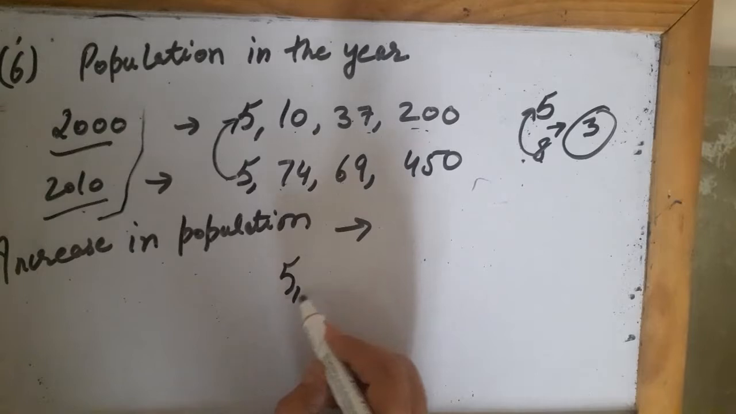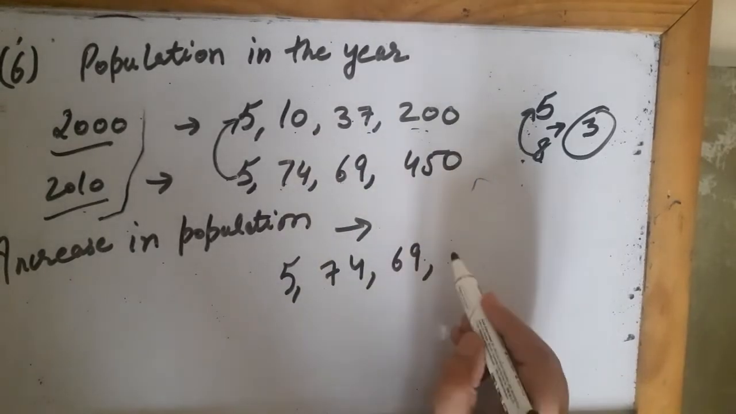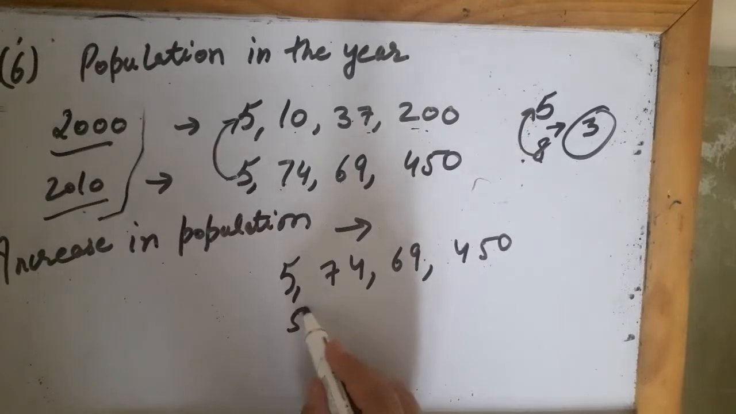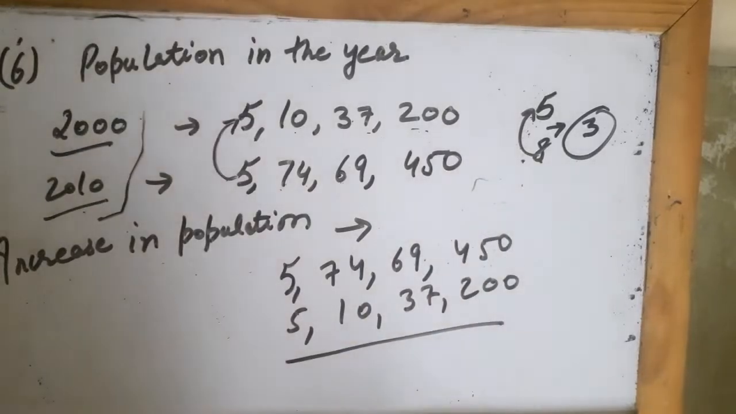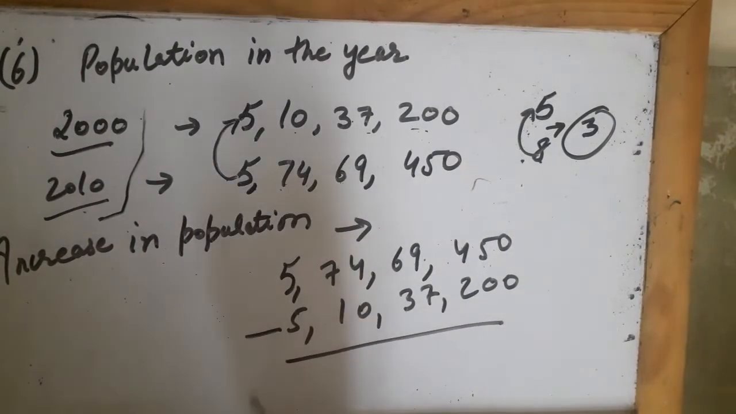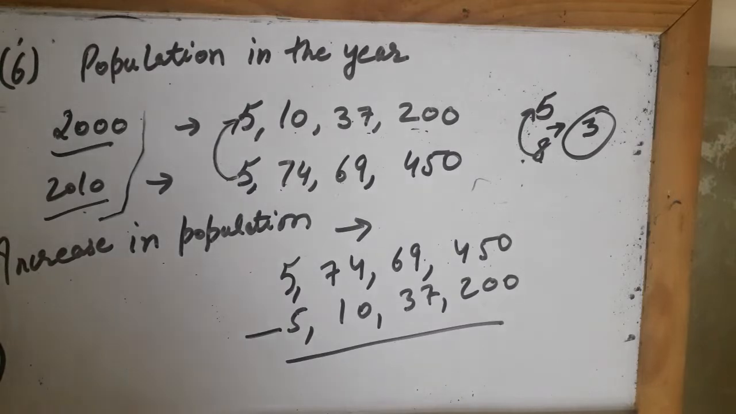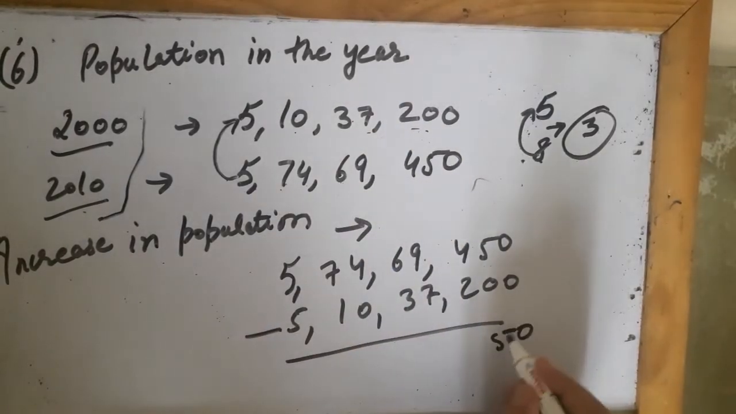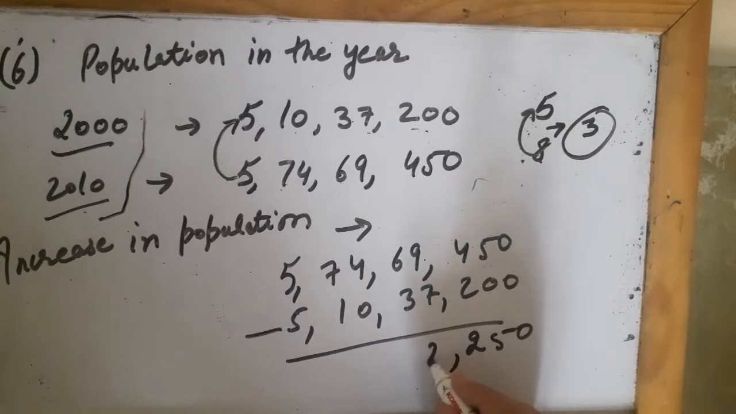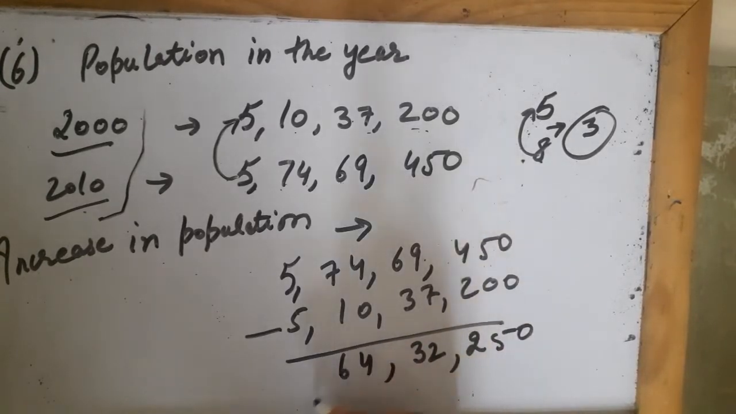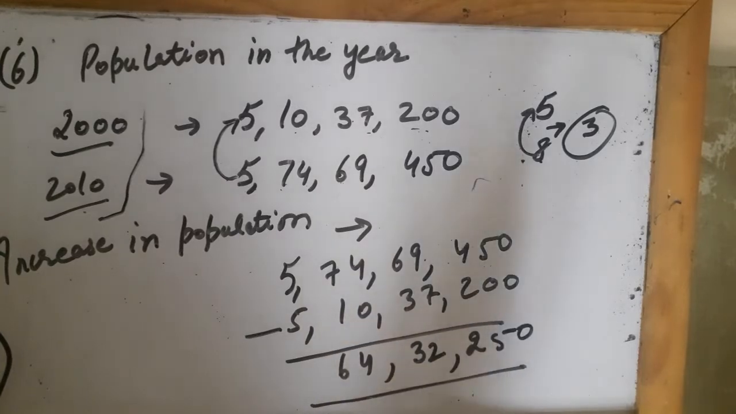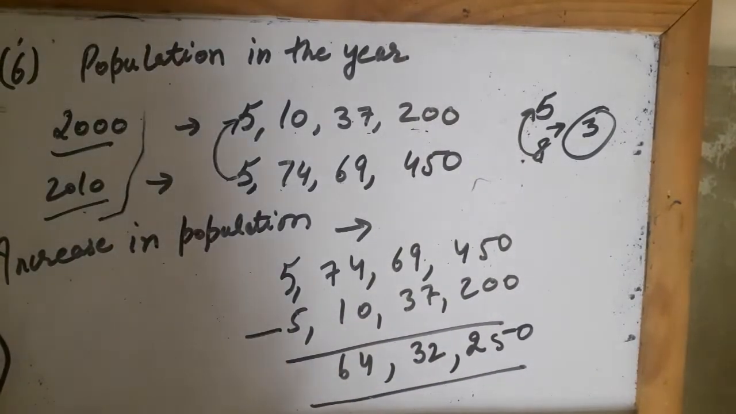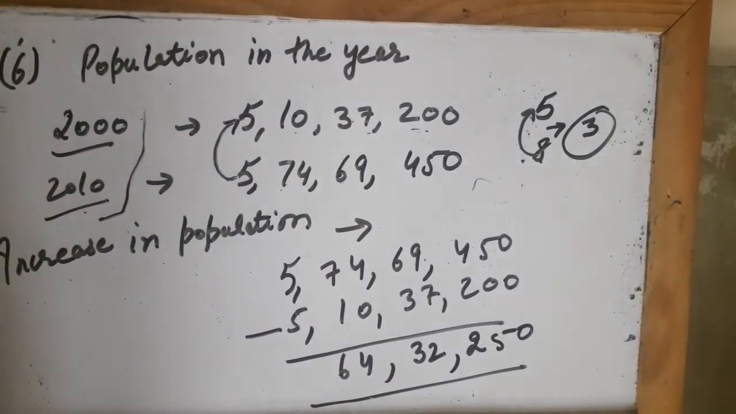So which number is bigger, that I will keep up. Means in 2010 the population had increased, so that is a bigger number, so that I will keep up. So to find how much the population increased, I will subtract, and you will get the answer. So how much did the population increase in 10 years? The increase was by 64 lakhs 32,250. So you will get the answer by subtracting these two.